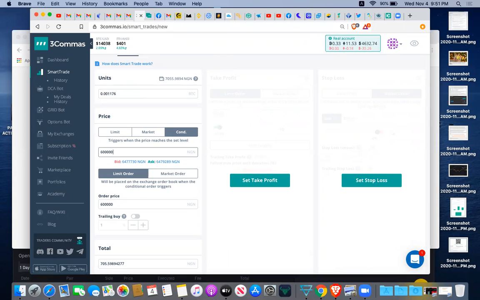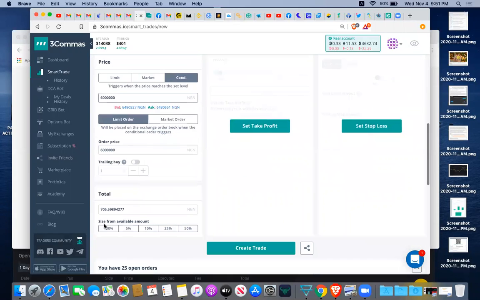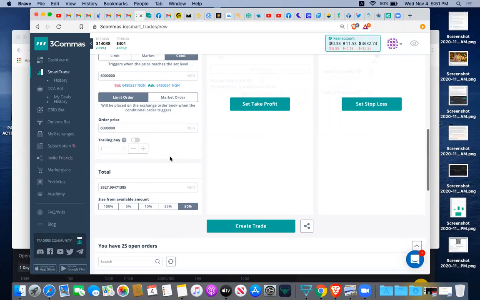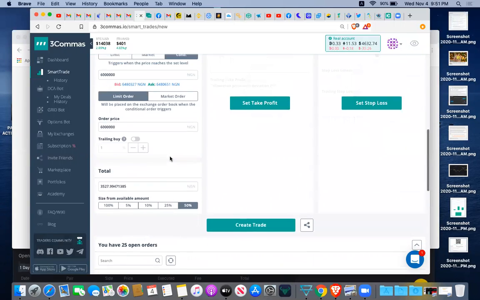6 million naira. So I may cancel it. Okay. 1, 2, 3, 6 million naira. Right? That's my price. Now the money I have, how many percentage of my money do I want to use? 50% of my money, with the 3,527 naira. Okay. So I place like this. Now there's something you're going to love here.